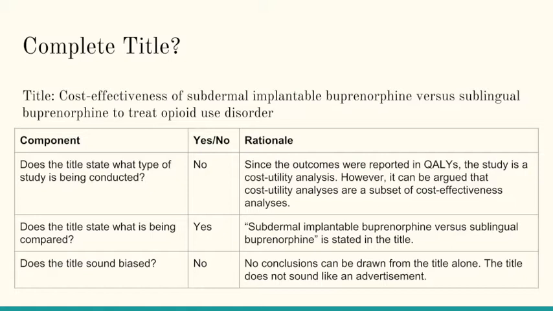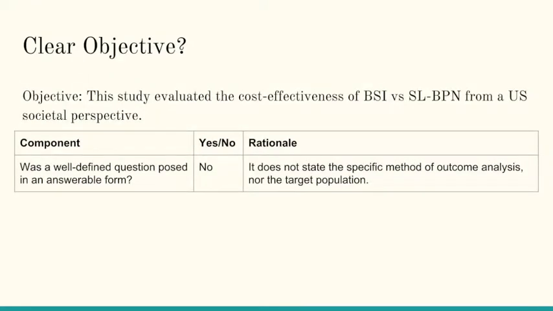The second component is whether the title states the comparator used in the study. And yes, this is mentioned. The title contains both subdermal implantable buprenorphine and sublingual buprenorphine. The third component is whether the title sounds biased. And since no conclusion can be drawn from the title alone, the title is not biased. The next is objective. The objective of the study is to evaluate the cost-effectiveness of subdermal implantable buprenorphine versus the sublingual buprenorphine from a U.S.